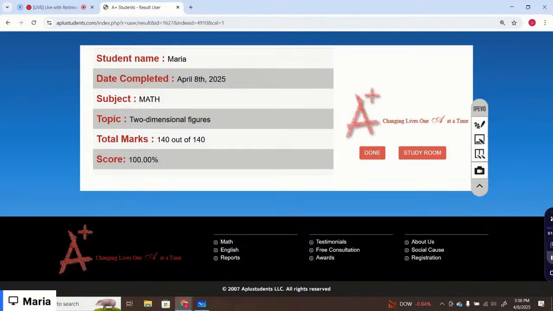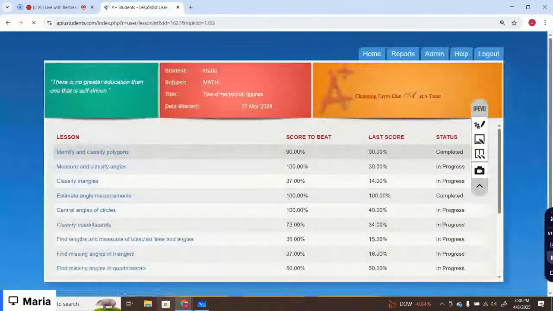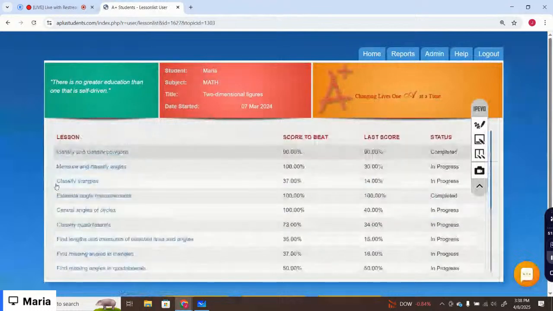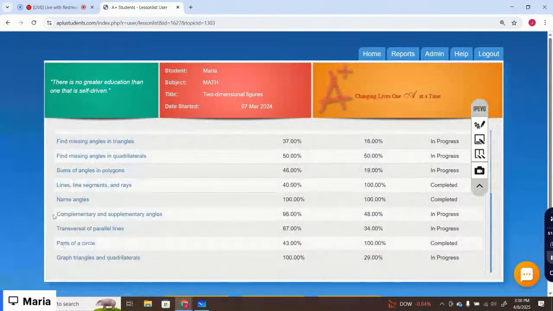Okay, we are done with the lesson. So we were working on grade 6 math. The chapter we were working on is two-dimensional figures. The lessons we have covered today are lines, line segments, and shadings, naming angles, complementary and supplementary angles, transversals of parallel lines, and parts of a circle.